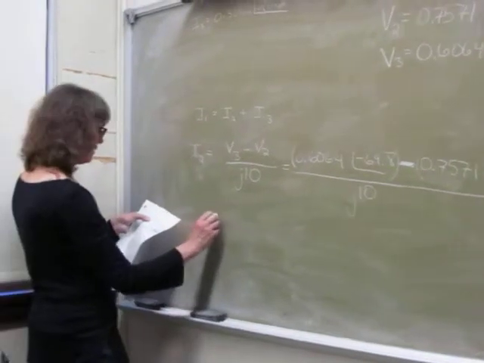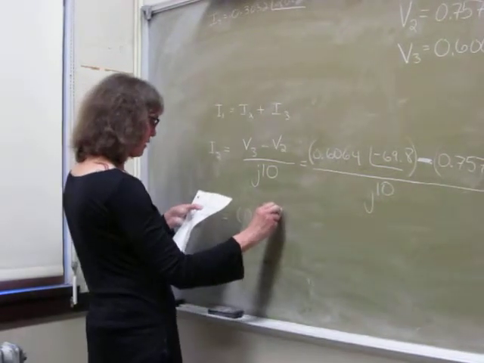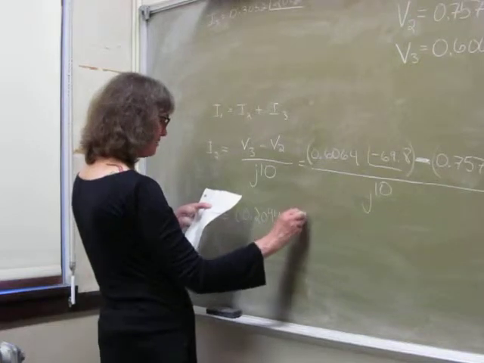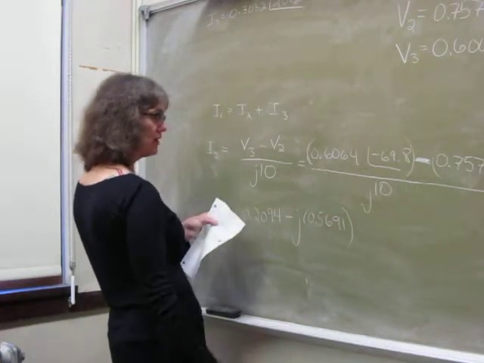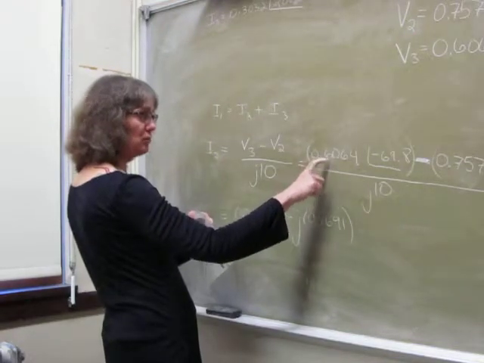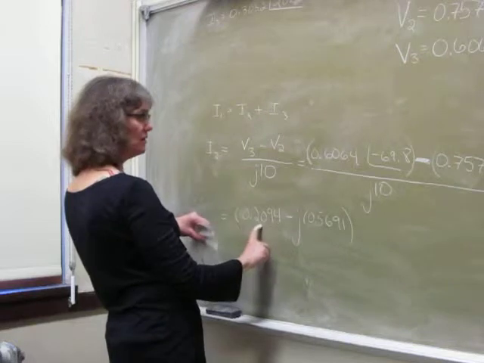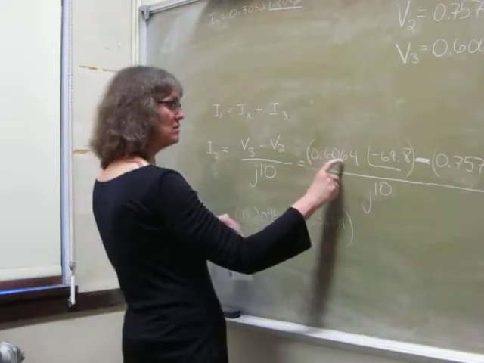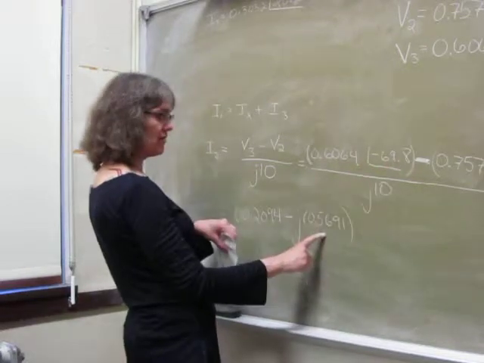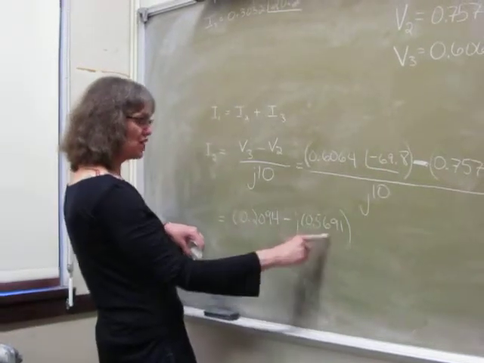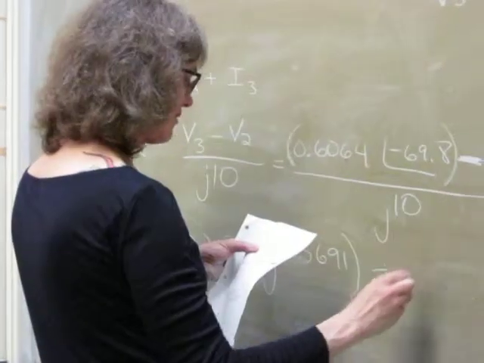I don't have my calculator on me, but I'll tell you that what you'll get is 0.2094 minus j times 0.5691. So when you take 0.6064 times the cosine of minus 69.8, you get this. Then you take 0.6064 times the sine of minus 69.8, and you get that. So it's cosine plus j sine. And then here, you do the exact same thing.